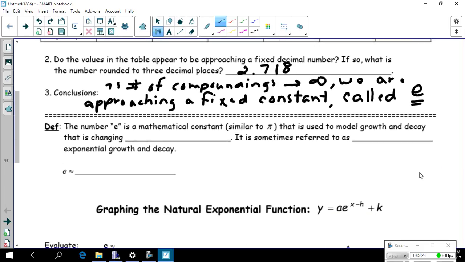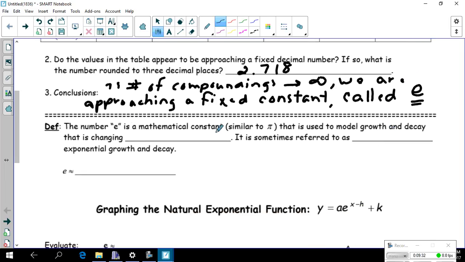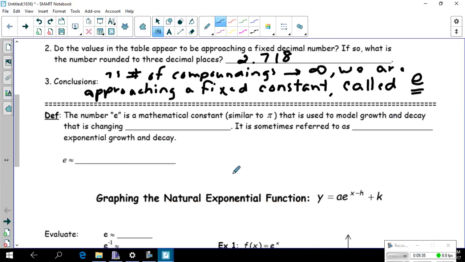It's kind of like a number like pi, and this is called continuous growth and decay. So here's this definition. The number e is a mathematical constant similar to pi that is used to model growth and decay that is changing continuously. And that's a key word that I'm going to keep mentioning today. Whenever you see that word, continuously or continually, probably e is going to be involved. It's sometimes referred to as natural growth and decay. A lot of processes in nature follow this pattern, so that's why it's called natural growth and decay. And e is about equal to 2.718, just like pi is about equal to 3.14.